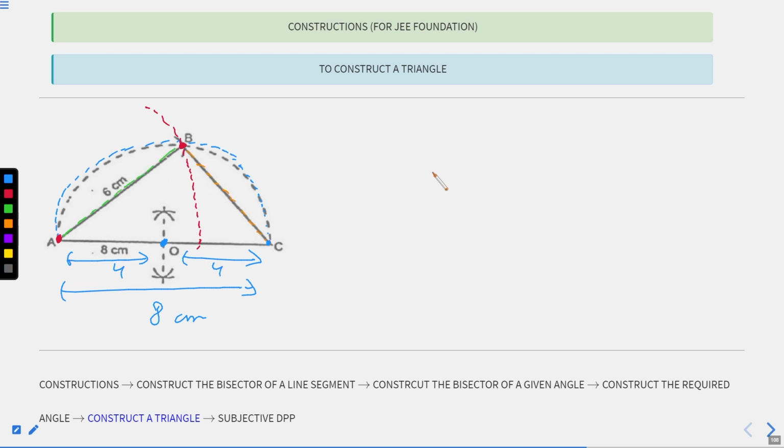So the final triangle I get will be my right triangle. I hope this is clear. The hypotenuse is 8 centimeters, this angle is 90 degrees, and this side is my 6 centimeters. I hope things are clear to you.